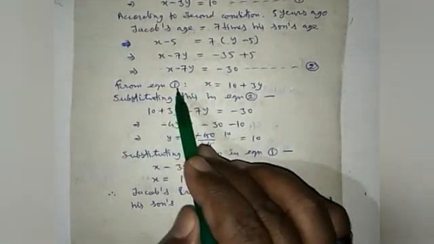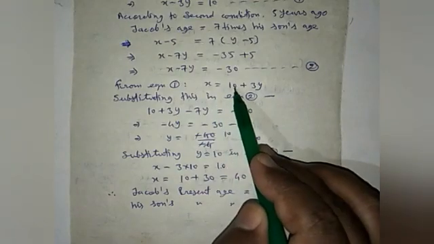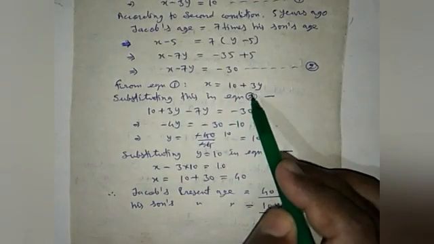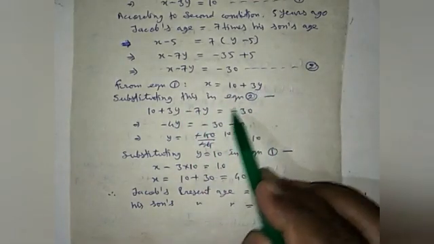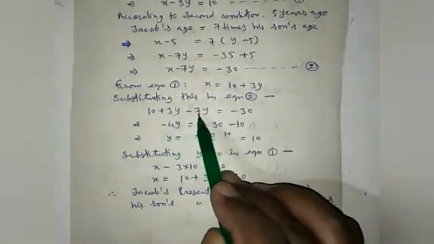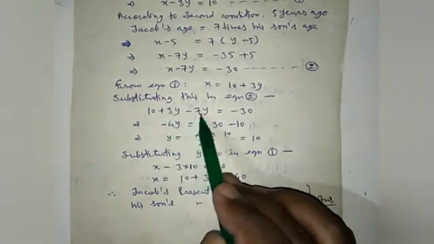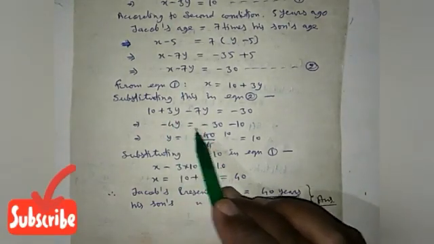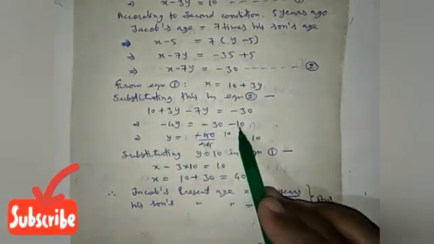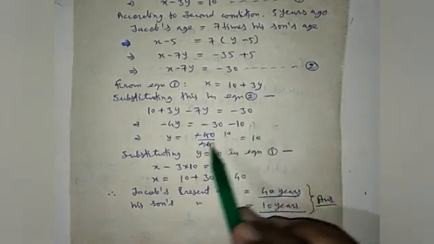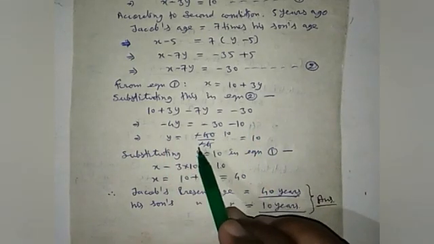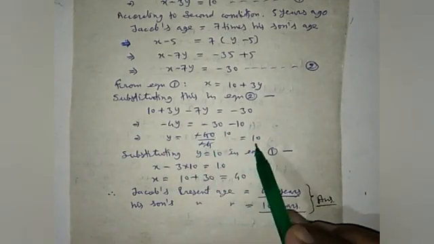Now, from equation 1, X is equal to 10 plus 3Y. Substituting this value in equation 2, we have here 10 plus 3Y minus 7Y equal to minus 30. So, here 3Y minus 7Y is minus 4Y, that is equal to minus 30, here minus 10. So, it is equal to minus 40. So, Y equal to minus 40 upon minus 4, that is equal to 10.